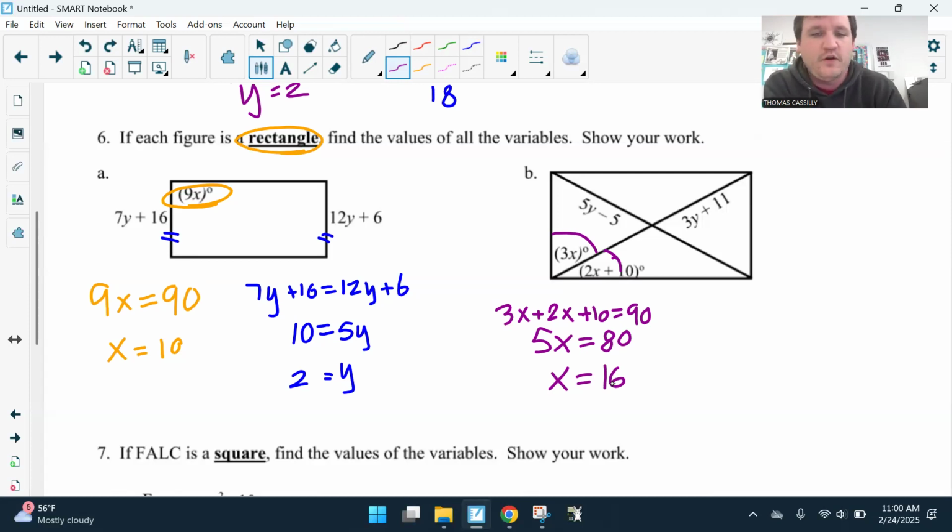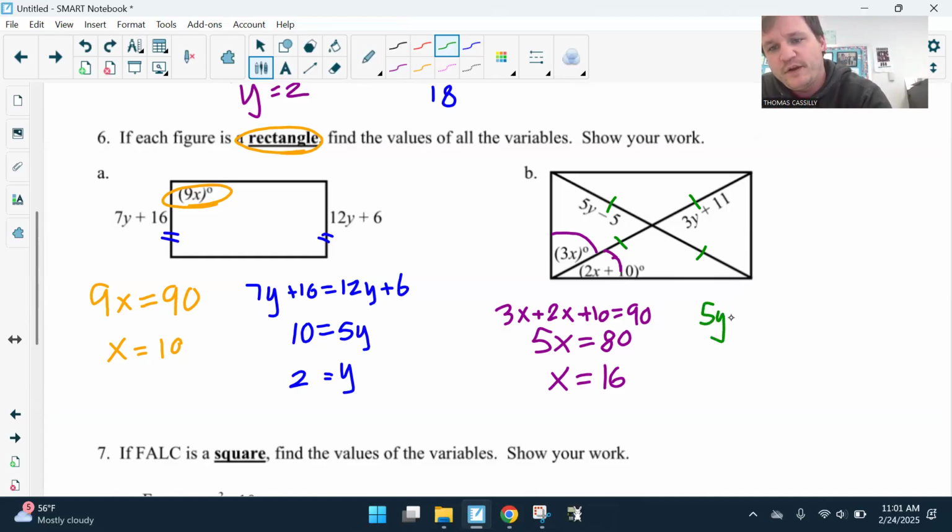I don't really care what they are. I just wanted to know what X was. Now, the diagonals in a rectangle are congruent. So I know that this entire piece equals this entire piece. But since it's also a parallelogram, I know that the diagonals bisect each other. So it turns out all 4 of these are going to be congruent. Excuse me, I only care about the top 2.